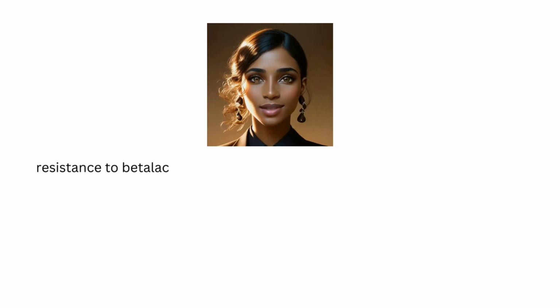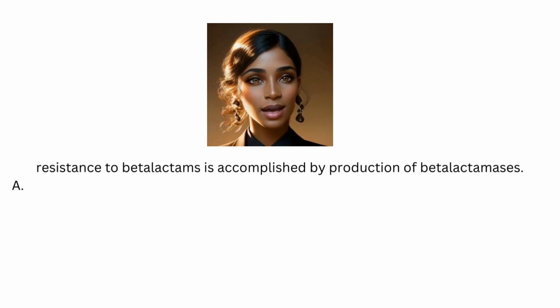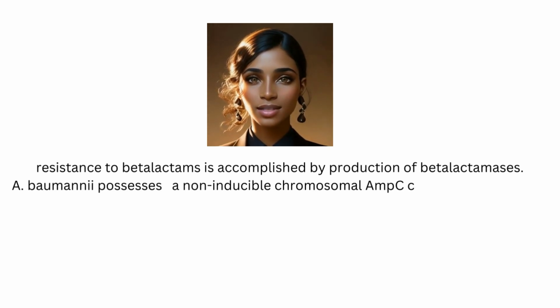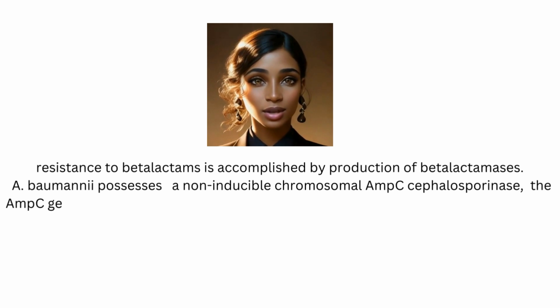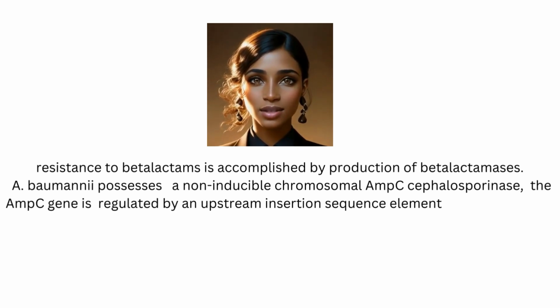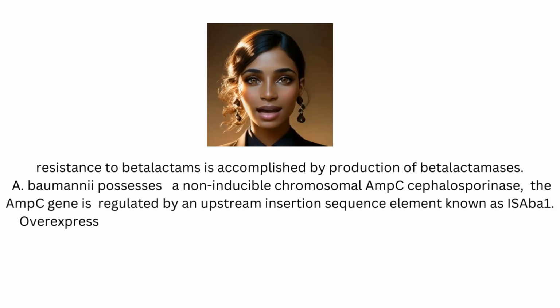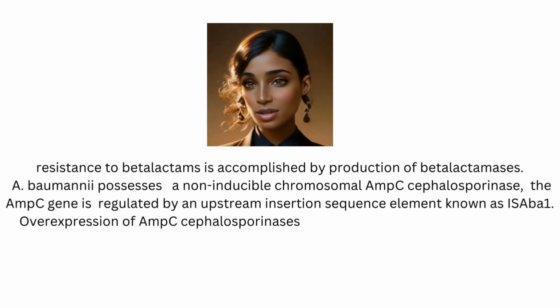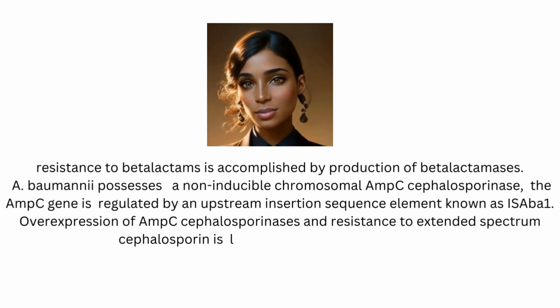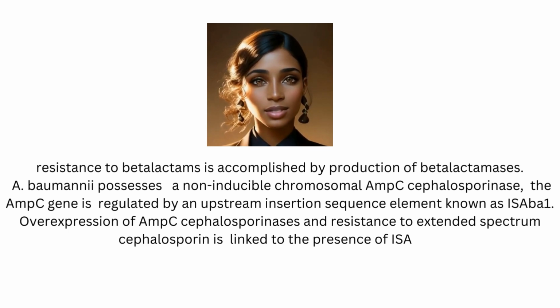Resistance to beta-lactams is accomplished by production of beta-lactamases. A. baumannii possesses a non-inducible chromosomal AmpC cephalosporinase. The AmpC gene, which codes for the production of AmpC beta-lactamases, is regulated by an upstream insertion sequence element known as ISAba1. Overexpression of AmpC cephalosporinases and resistance to extended-spectrum cephalosporin is linked to the presence of ISAba1.